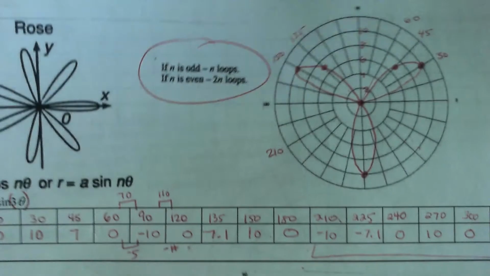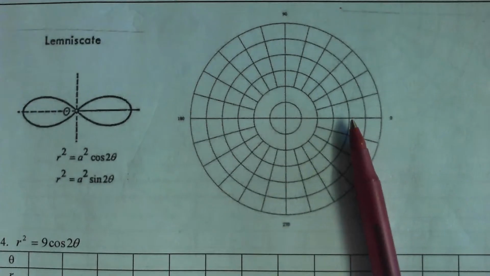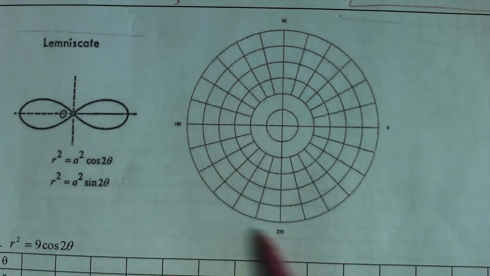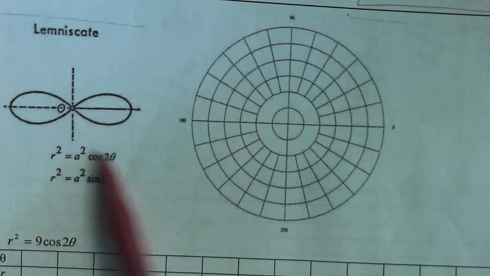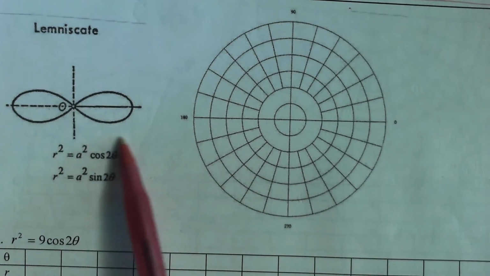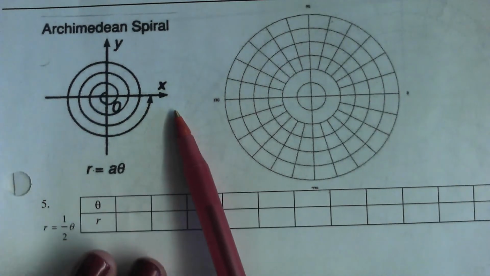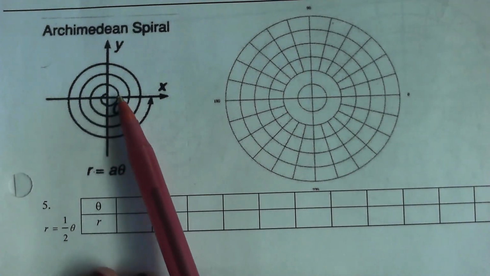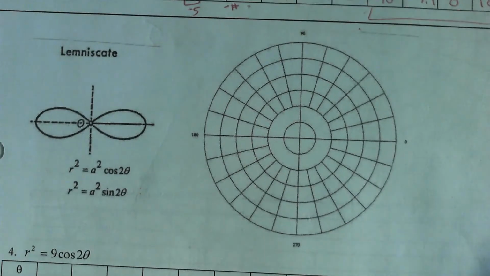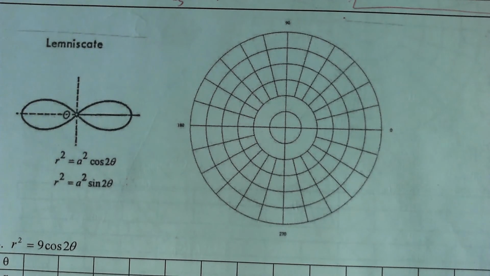And then you have a lemniscate, which we're just going to bypass because it'll be more of the same graphing of points. This one is just kind of interesting. And there is? Let me see it. That's not that interesting.